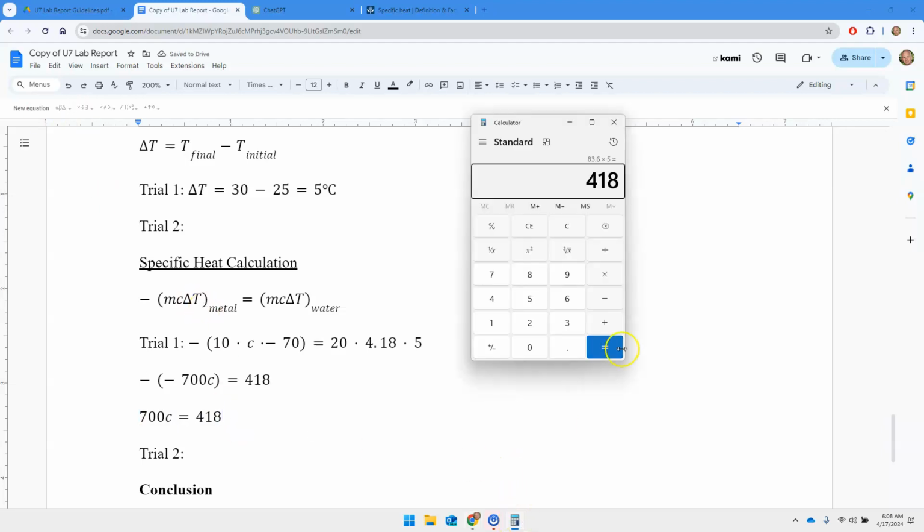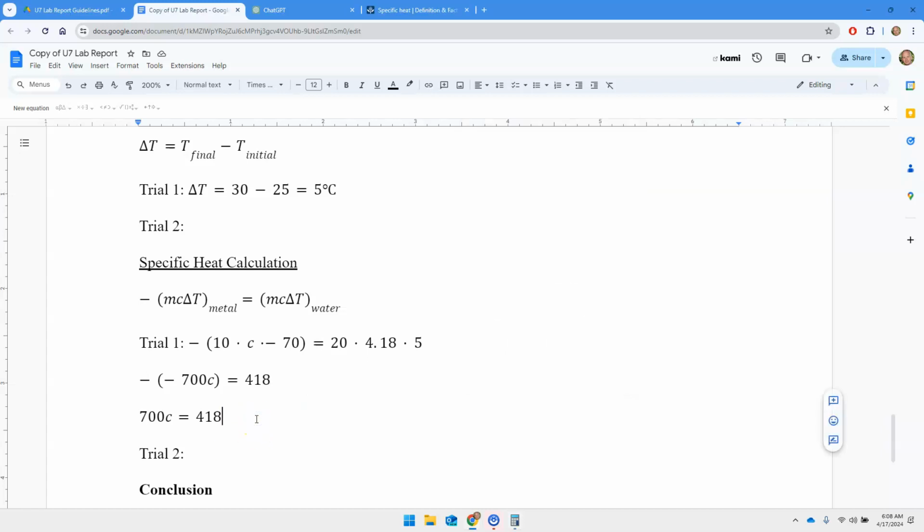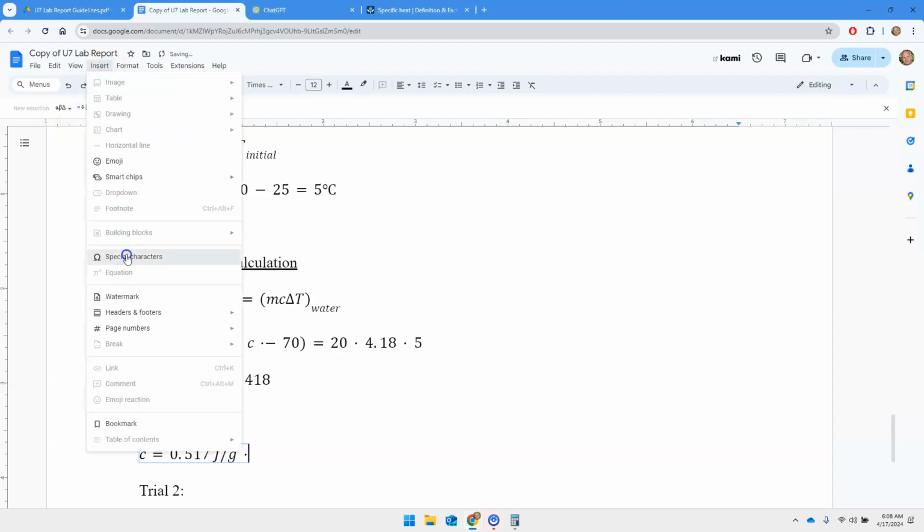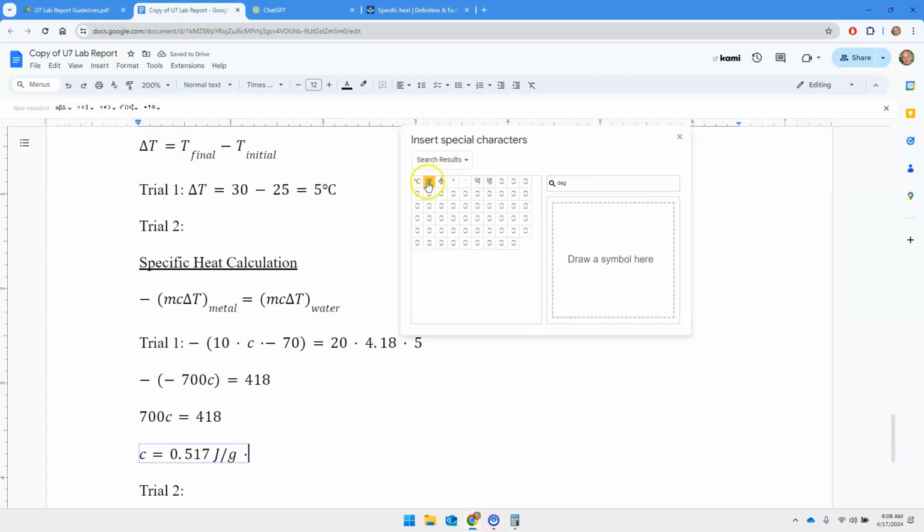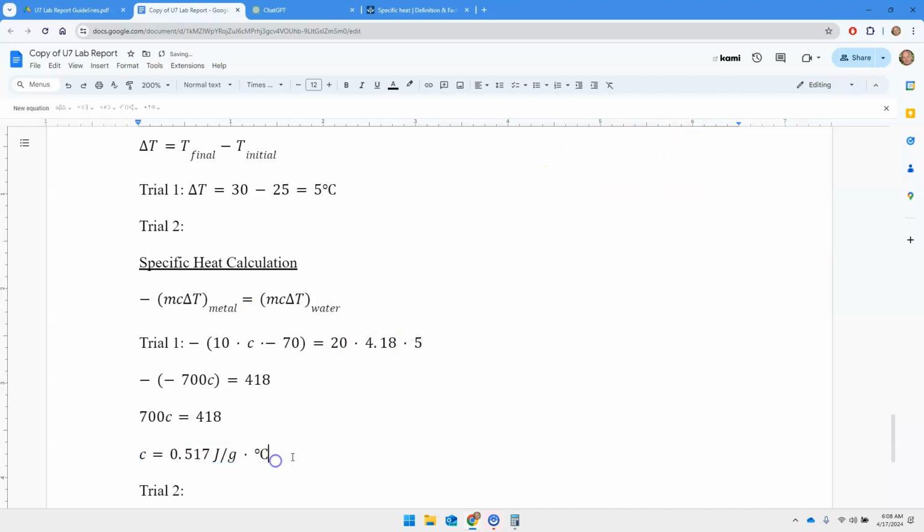And to solve this, let's divide 418 by 700. And we get 0.597. And again, you should be using your numbers. Now the units for specific heat are joules over grams times degrees Celsius. So you need to include units on your final answer. And I'm also going to bold. Well, I guess it doesn't bold. I guess I will just leave that.